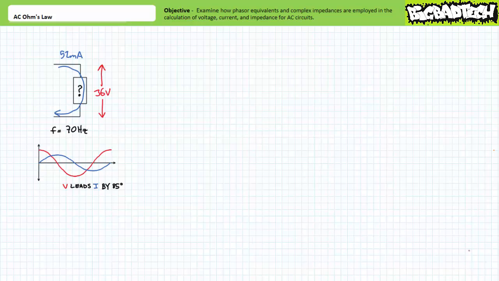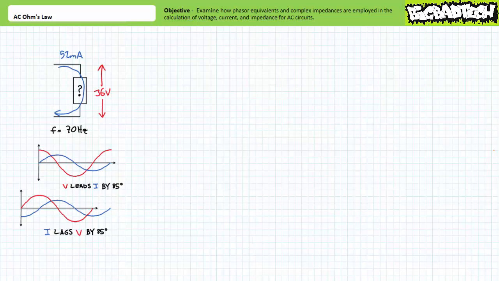Recall, current through a purely resistive element will always be in phase with the voltage across it. In contrast, current through a purely capacitive element will always lead the voltage across it by 90 degrees. Finally, current through a purely inductive element will always lag voltage across it by 90 degrees. By saying voltage leads current by 85 degrees, I am also saying current lags voltage by 85 degrees. The clear favorite for our present scenario is a largely inductive element. Most likely, this is a non-ideal inductor that includes a small resistive component.